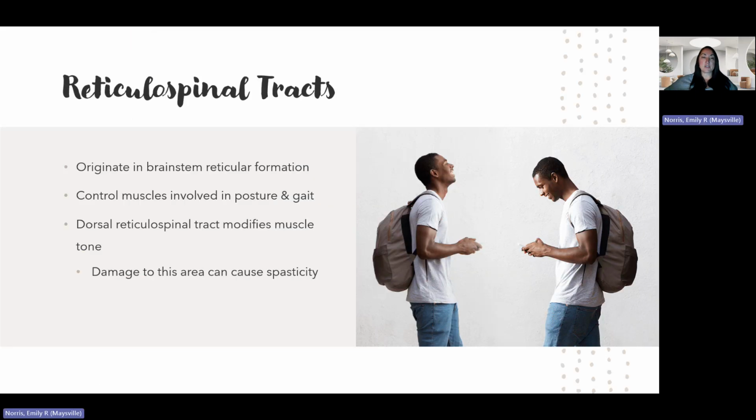Reticulospinal tracts originate in the brainstem and the reticular formation. They control muscles involved in posture and in gait, and they help you modify your muscle tone. Damage to this area does cause spasticity, so that increased tone where you're stuck in certain movement patterns.